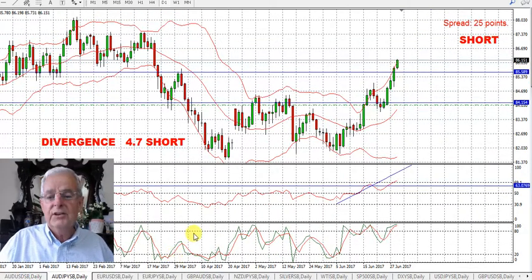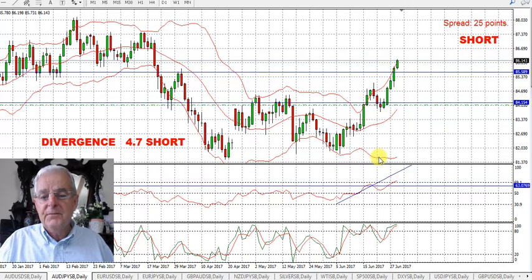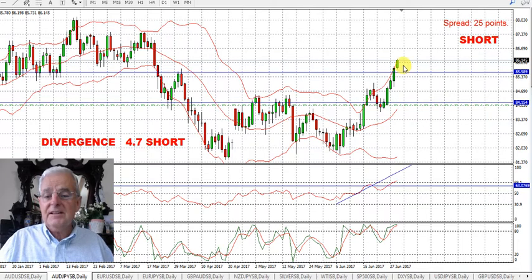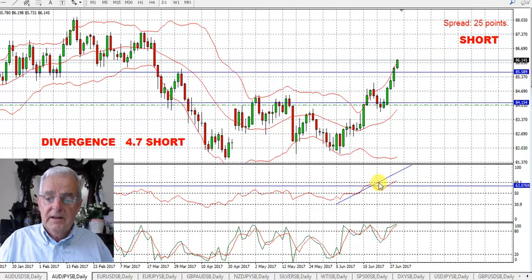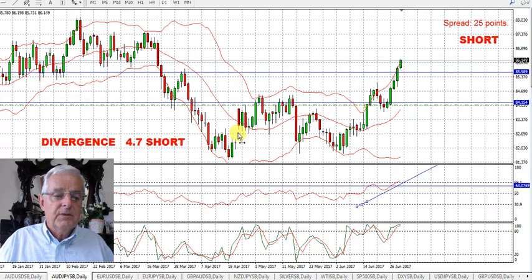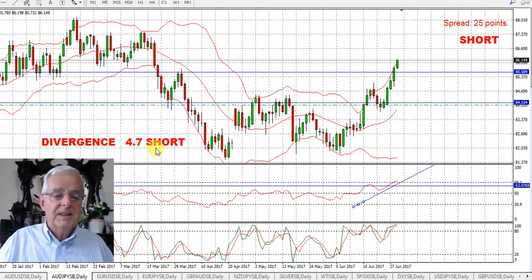Australian dollar, Japanese yen. Here, 1, 2, 3, 4, 5 days green candle on this one. I've got a very small trade down here. This looked like an excellent selling opportunity. We're outside the Bollinger Bands just, and the RSI is well over the 69.1. We'll just move the trend line over here. So we're looking for weakness. We've got a divergence short of 4.7. So we'll be looking to sell this back through.